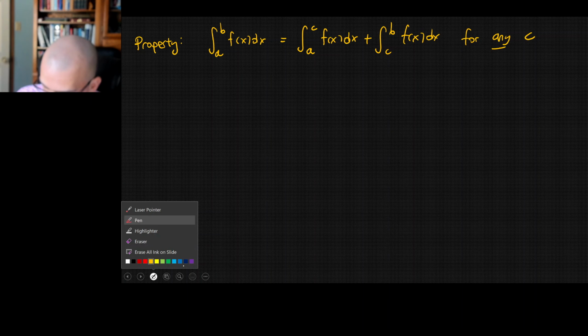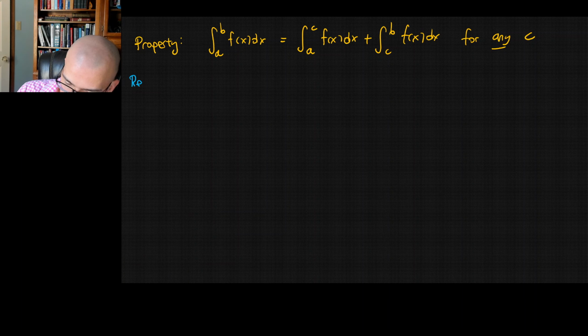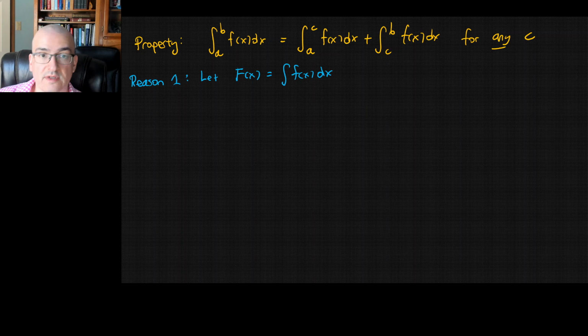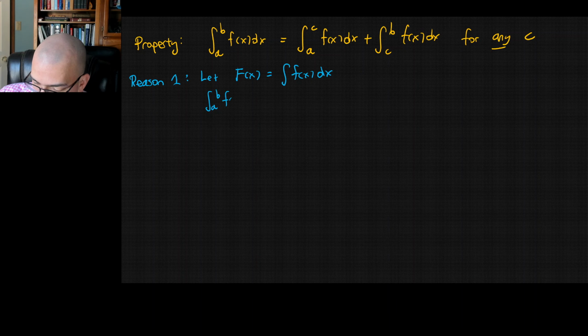Here are two reasons why this is true. Reason one. I'm going to let capital F of x equal the antiderivative of little f of x. I'm just going to give it a name. That's the general antiderivative with the plus constant of integration, the arbitrary constant, which is not going to be important here. With that, we can say that the integral from a to b of f of x dx is equal to capital F of b minus capital F of a.